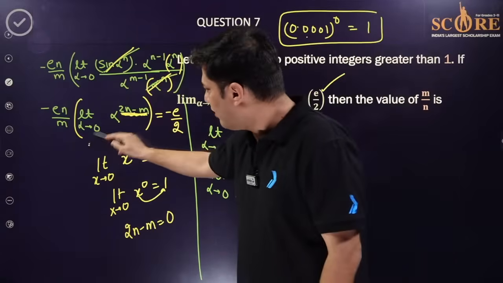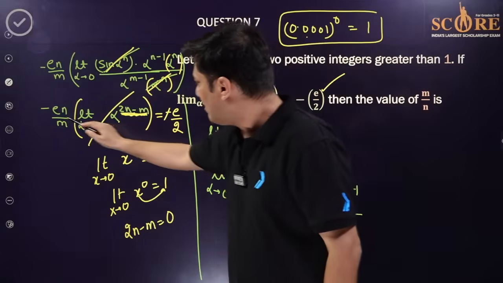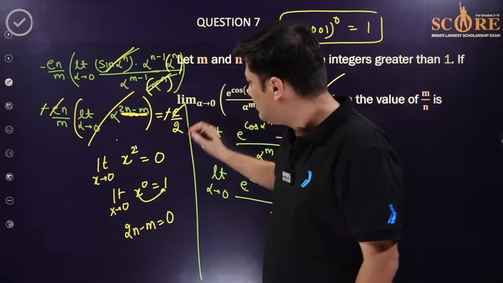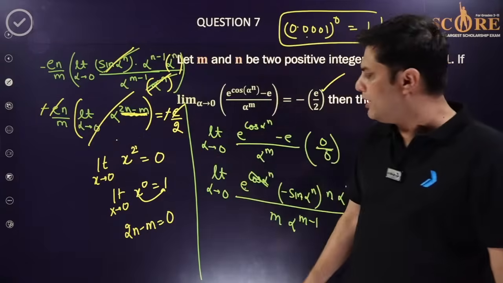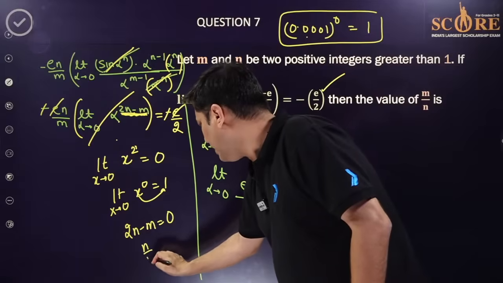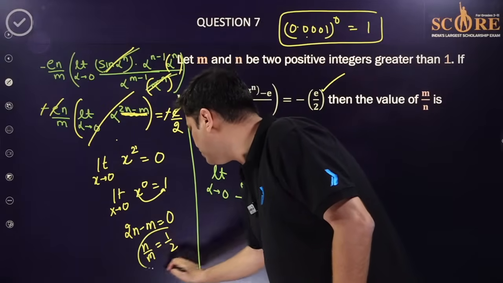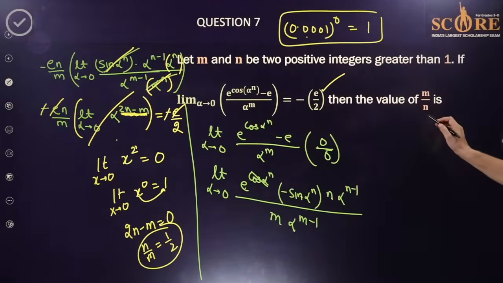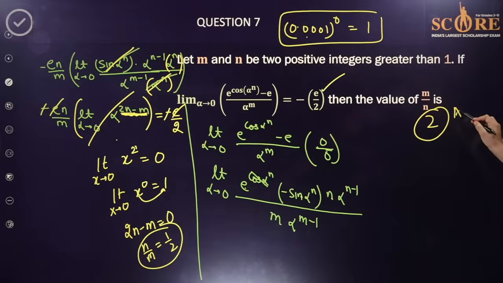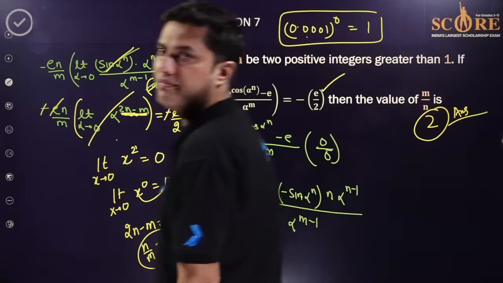So this becomes 1, and minus and minus cancelled, e and e cancelled. n by m value will be 1 by 2. Yes, n by m is, from here also n by m is 1 by 2 only. What was asked? m by n was asked. It is 2. 2 is absolutely the right answer.